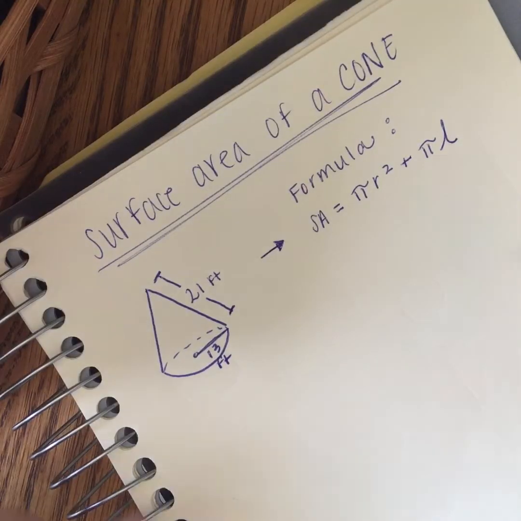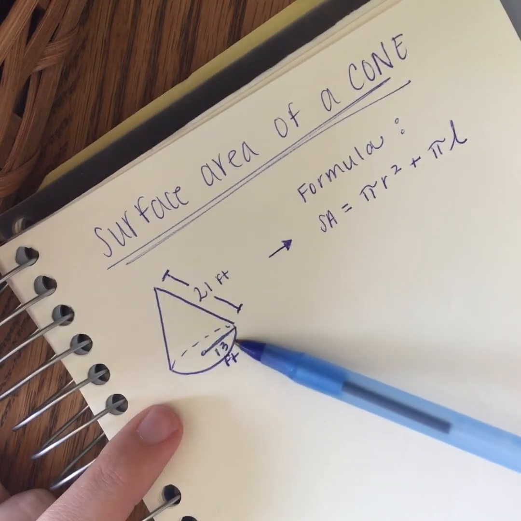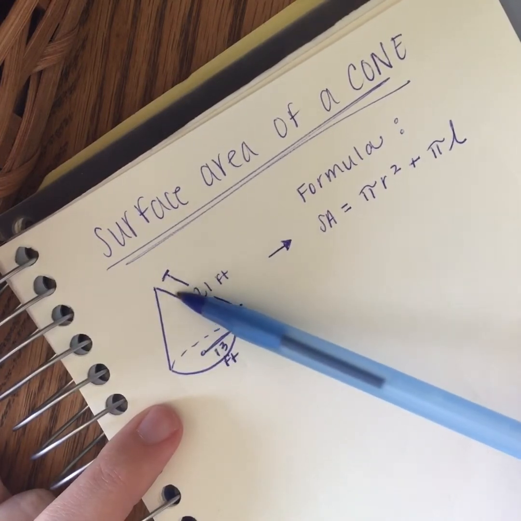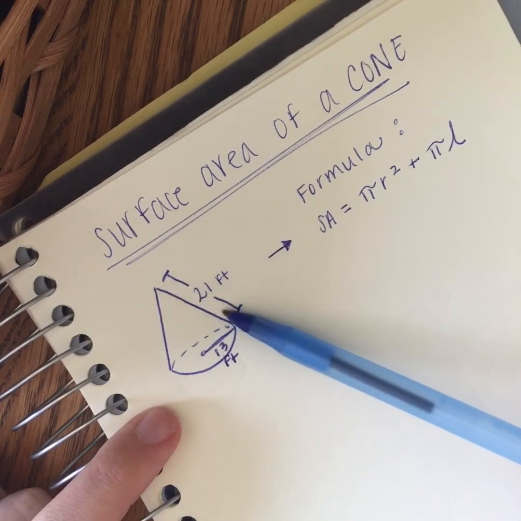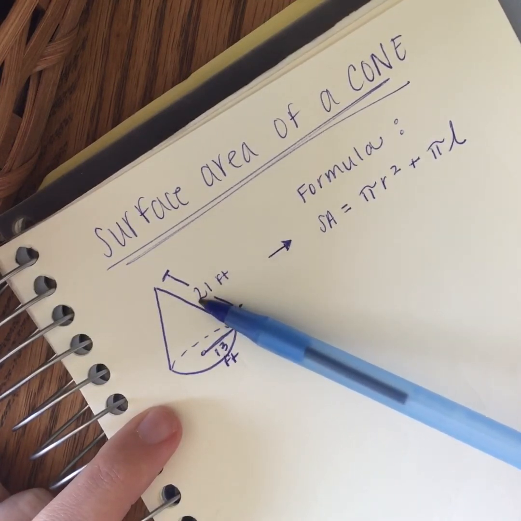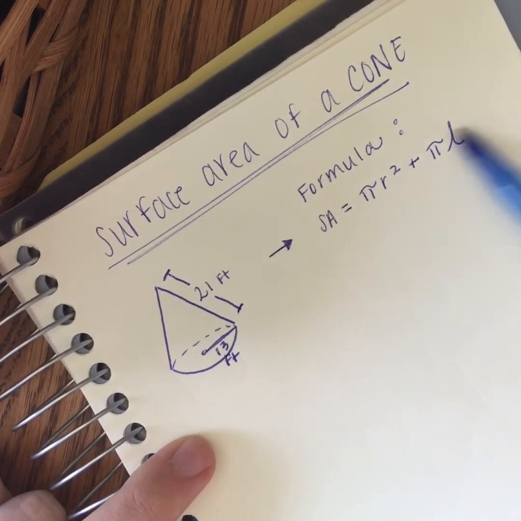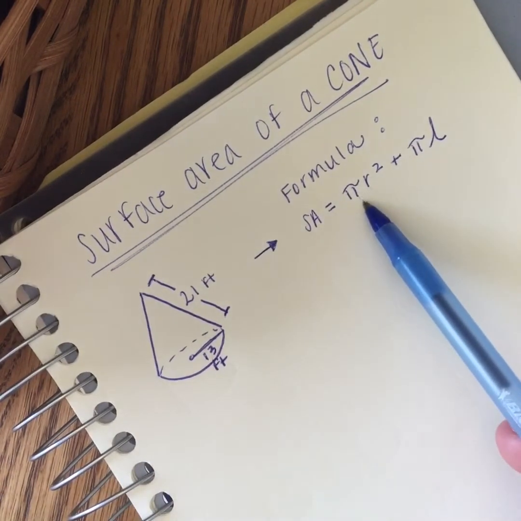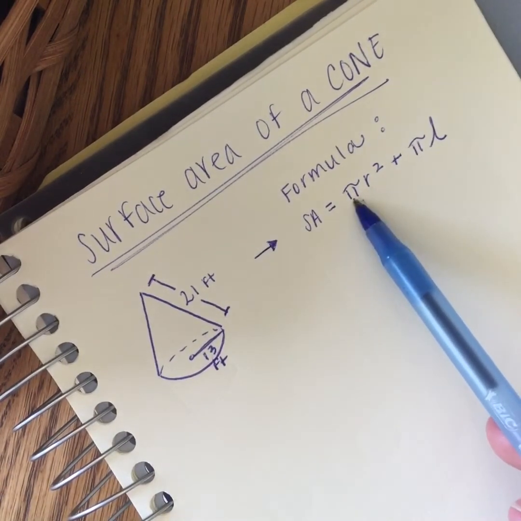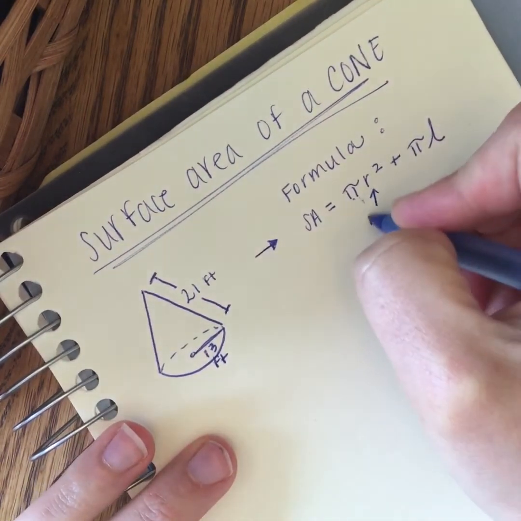All right, so here's an example that we're gonna walk through. It's a cone that has a radius of 13 feet, and this is called the slant height. You might remember that from pyramids. And it has a distance of 21 feet. And then this is the formula. So don't be overwhelmed. You know that pi, it's just a button. You know r stands for radius.